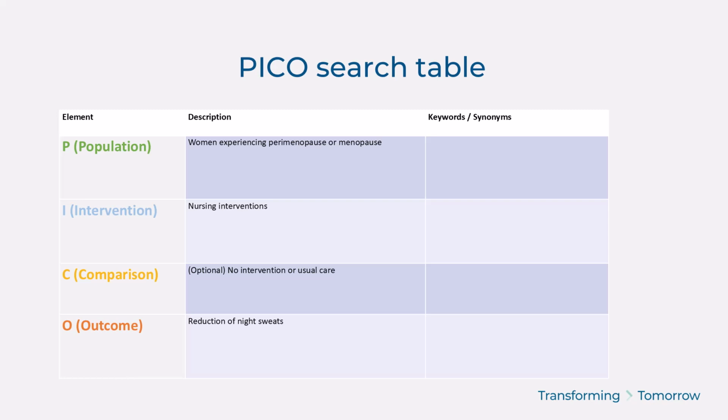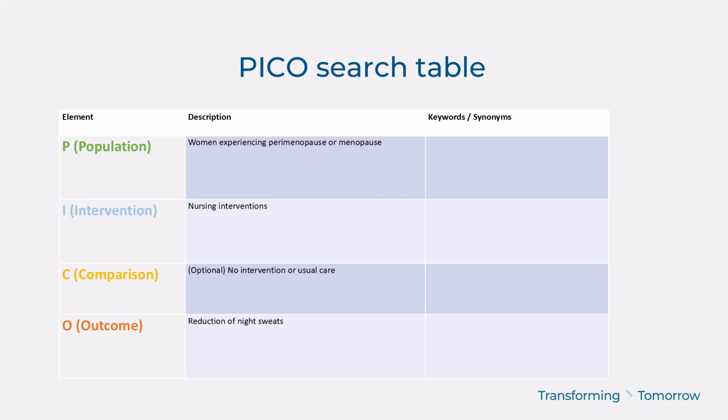To help organise my concepts and to develop a search strategy for this question, I am going to start a table in Word, or you can also do this with a paper and pencil, making a column for each concept to add in keywords and synonyms as you identify them. Here we have identified the population or patient group as women experiencing perimenopause or menopause, our intervention as nursing interventions, and in this case there is no comparison, and the outcome is a reduction in night sweats.